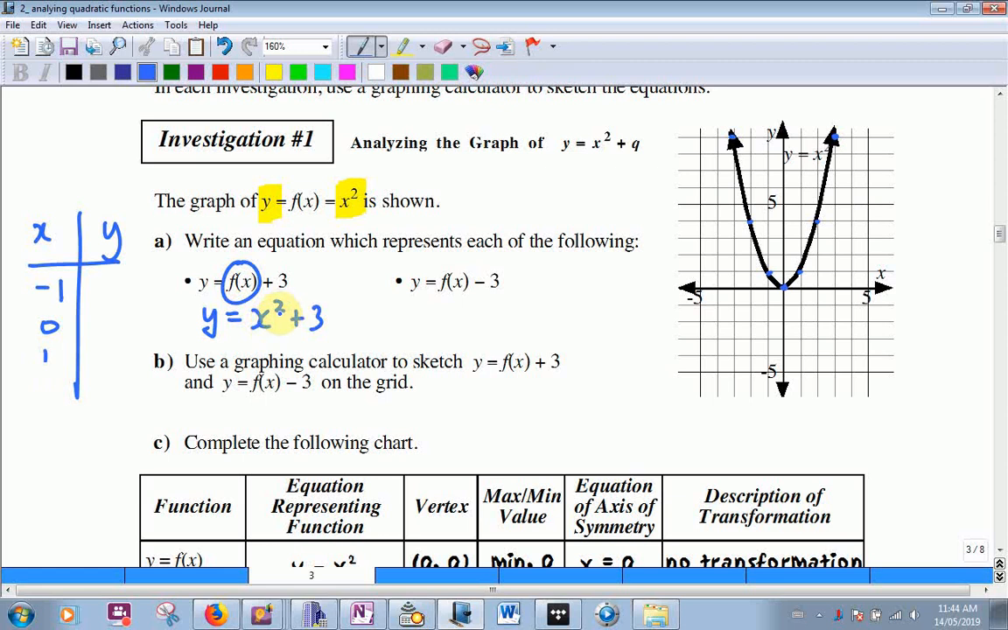So negative 1 squared is negative 1 times negative 1 is 1, and 3, that's 4. 0 is nice. 0 and 3 is 3. 1 squared is 1 and 3 is 4. So let's plot that. Negative 1 is 1, 2, 3, 4. 0 is 3. 1 is 4. Is that enough to know what this thing looks like? I think so, right? I got this. I think it's going to look like that. Don't believe me? Plot a few more points of your own.